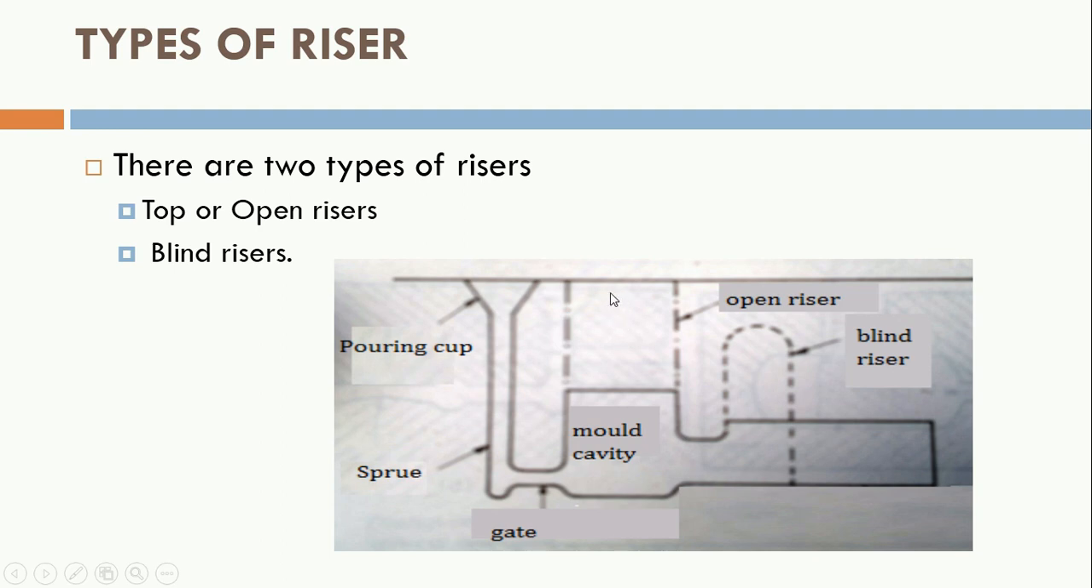Why is this difficult to remove? Because it has a larger cross section. The cross section area of the open riser is more. That's why it takes some time for its removal. This blind riser is a rounded cavity and it has a small cross section. That's why it is easy to remove, but it is difficult to mold, because here this blind riser we have to make above or below the parting line. That's why it is very difficult for the molding operation.